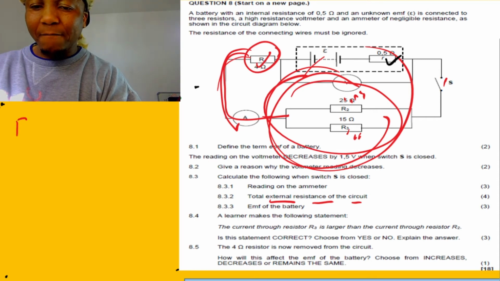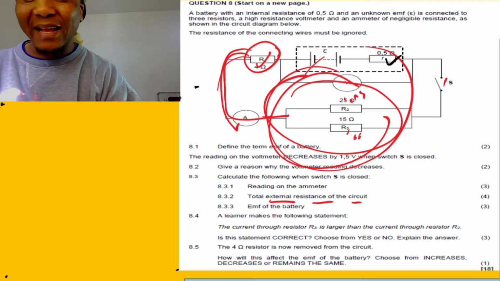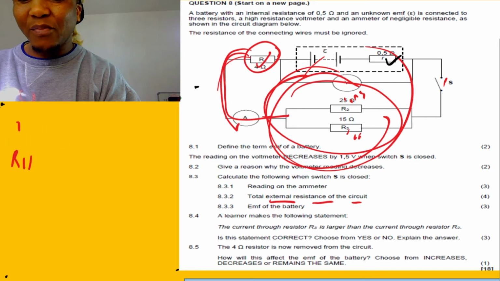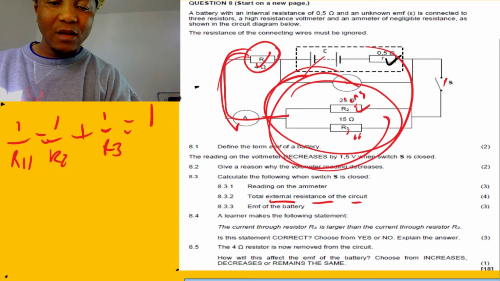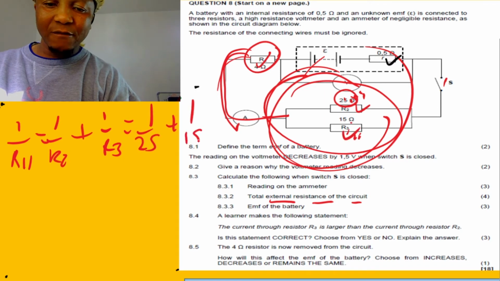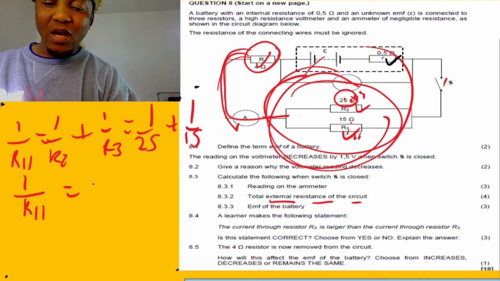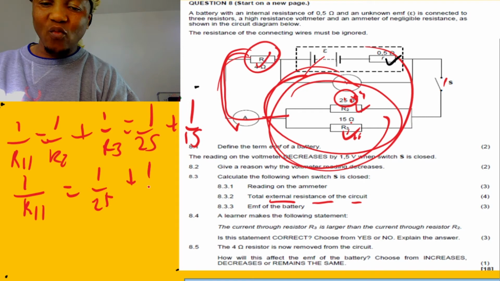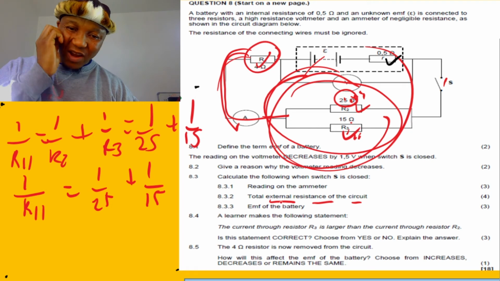So now I'm going to say, let me find resistor parallel. No, you cannot say that. We say 1 over resistor parallel for parallel. 1 over resistor total parallel equals 1 over resistor 2 plus 1 over resistor 3, which we got as 1 over 25 plus 1 over 15. You can plug it in a calculator if you want. If you don't want to, you can simplify slowly.